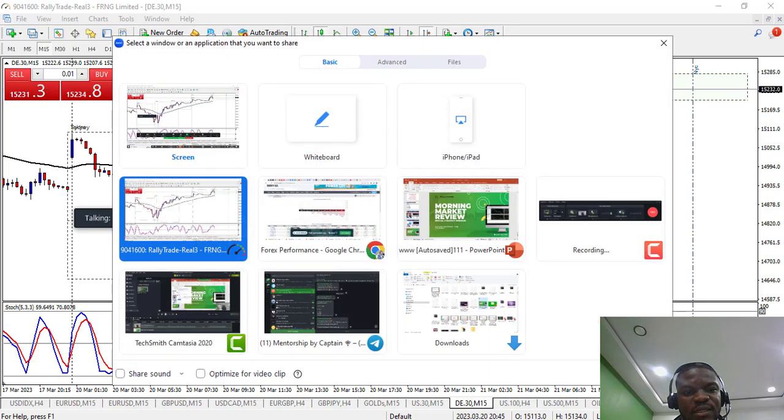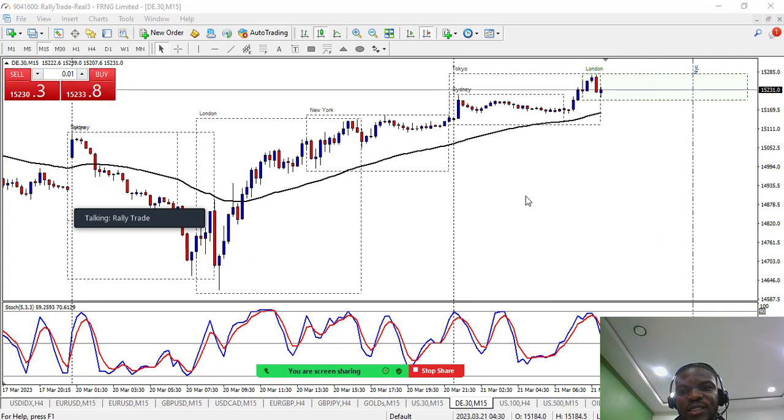Okay, you cannot see my chart. I've shared my chart. I hope you can see it.